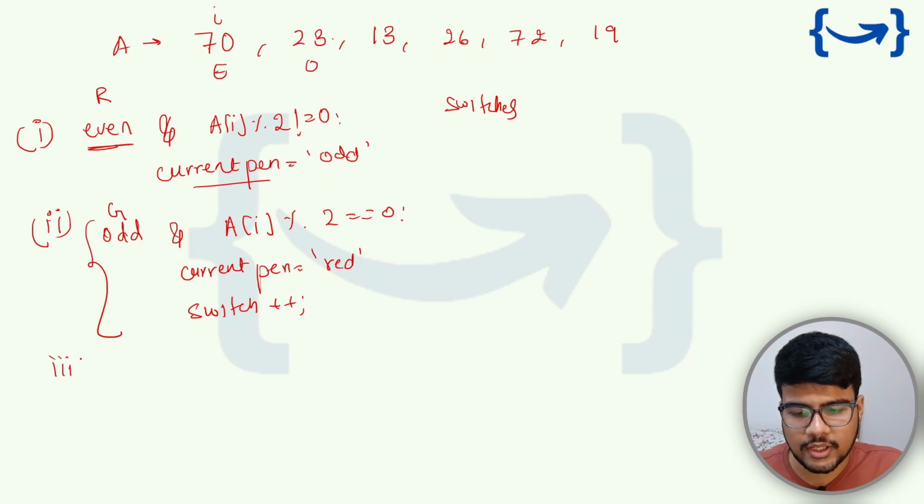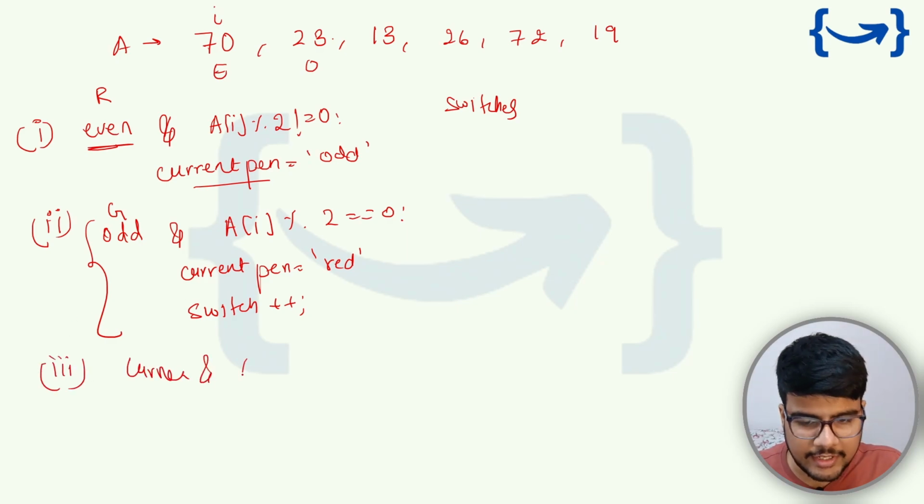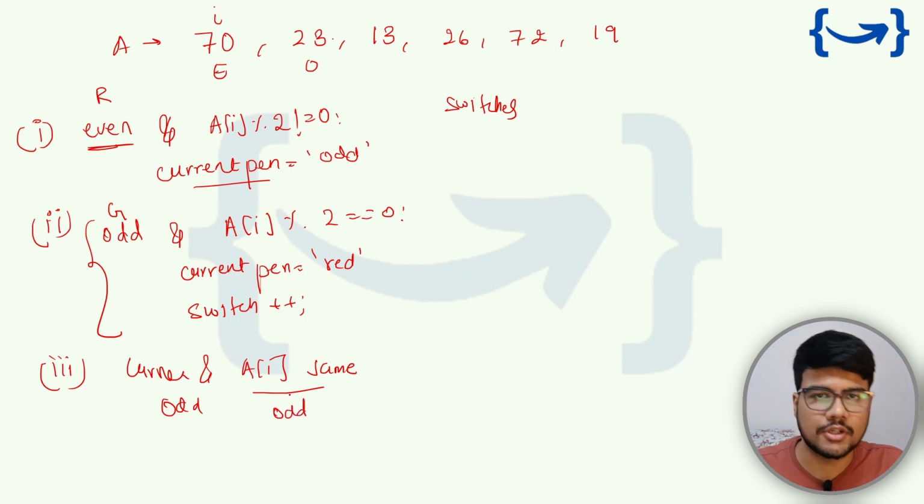And the third point would be, if the current pen and the current element belong to the same family, let's say the current pen is odd and the current number is also odd, then we don't need to do anything, and vice versa for even. So the cases are pretty clear.